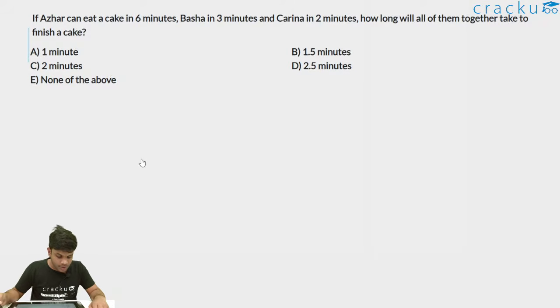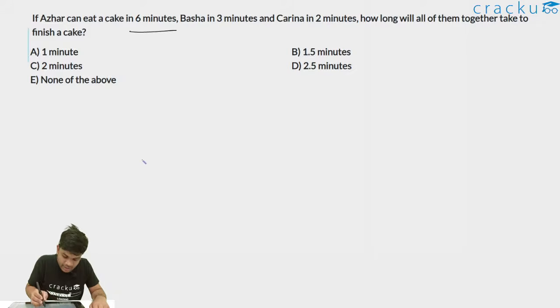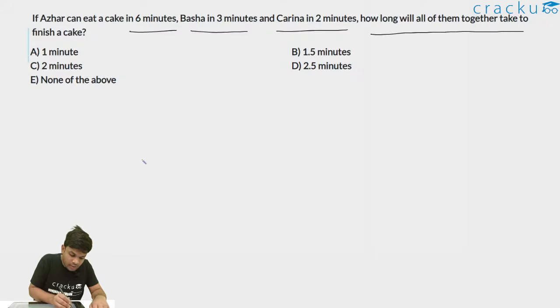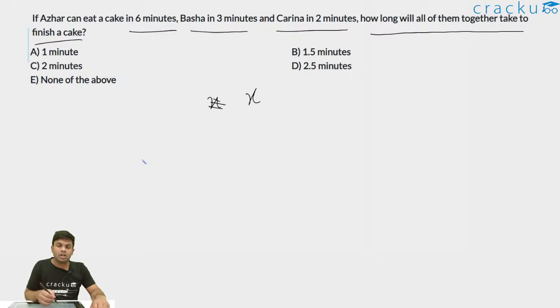Okay, so in this question, it is asked that if Azhar can eat a cake in 6 minutes, Basha in 3 minutes, and Karina in 2 minutes, how long will all of them together take to finish the cake? So let's assume that the portion of cake that is there is X. X is the total amount of cake that is being consumed.